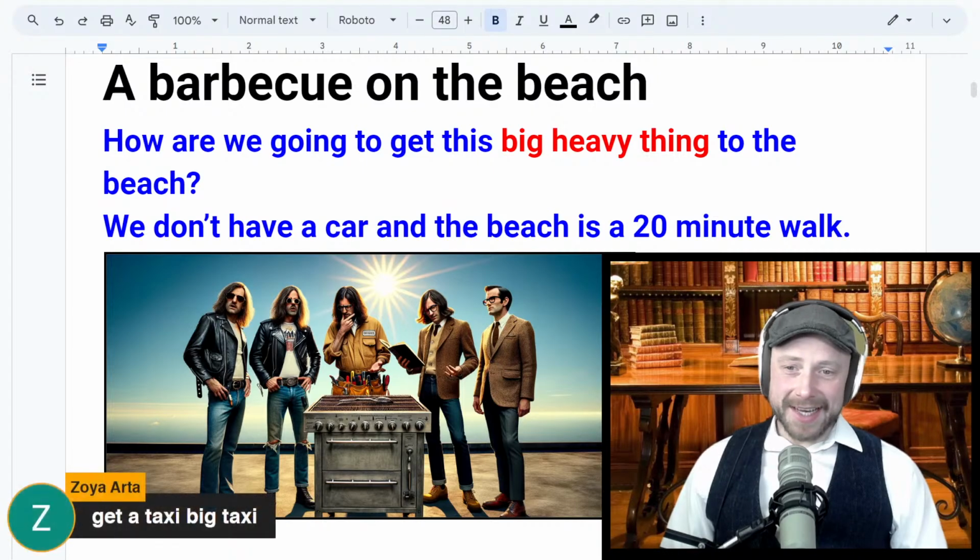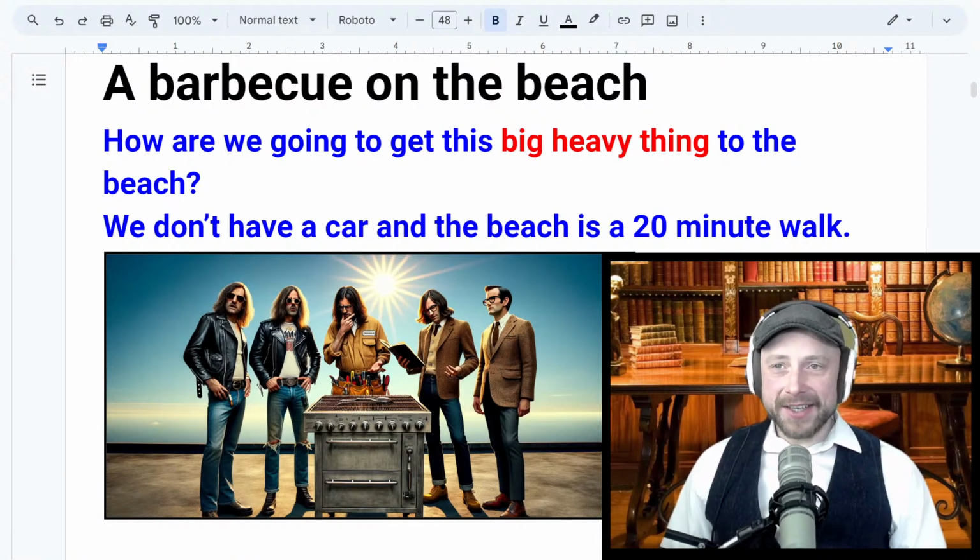So Zoya says get a taxi, a big taxi. Well, Zoya, that is one of the possibilities. I'm going to show you 4 things that we said. We had a conversation about this. We talked about it, because when you have a problem, it's a good idea to talk about it, isn't it? So we talked about it, and let me tell you some of the things my friends said.